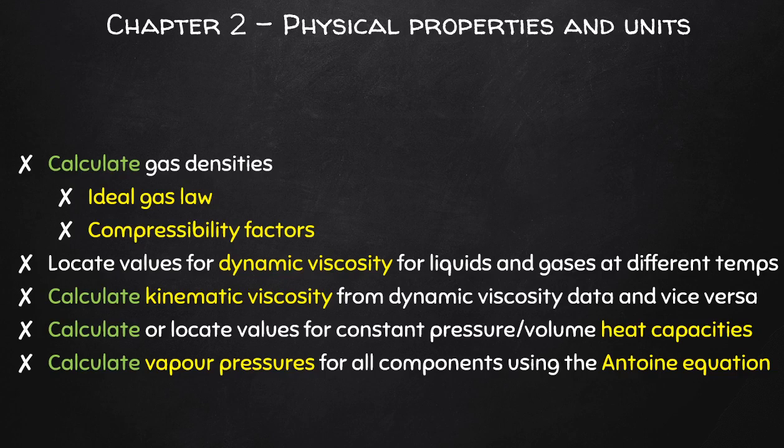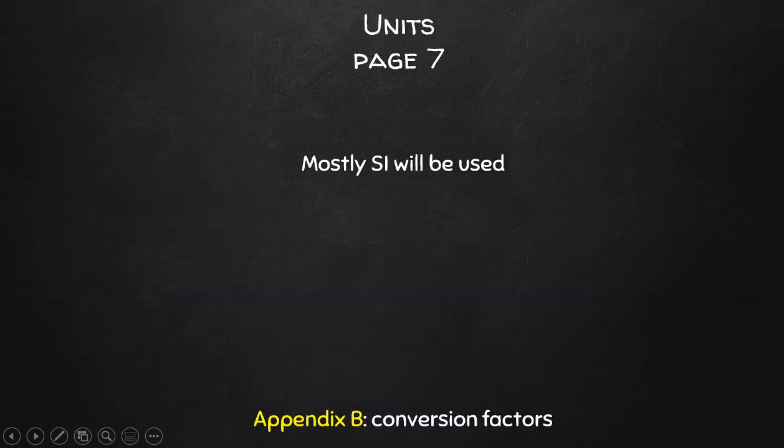This includes a quick recap on how to calculate gas densities for both the real and ideal cases, as well as how to locate various kinematic viscosities from dynamic viscosities, and of course vice versa, and also calculate or locate values for constant pressure and constant volume heat capacities, as well as how to calculate vapor pressures for all components using the Harlant equation.